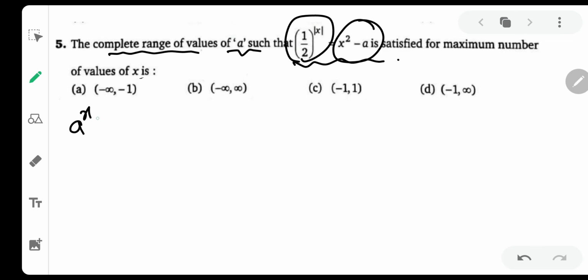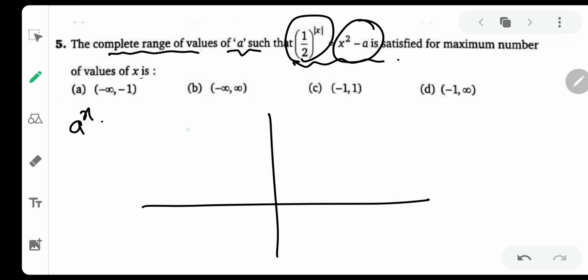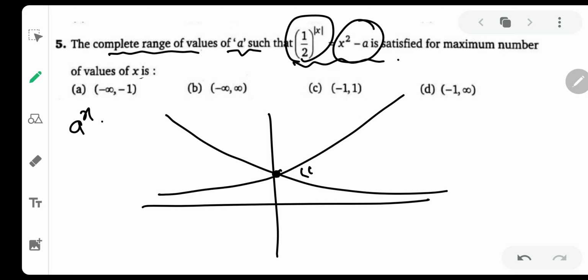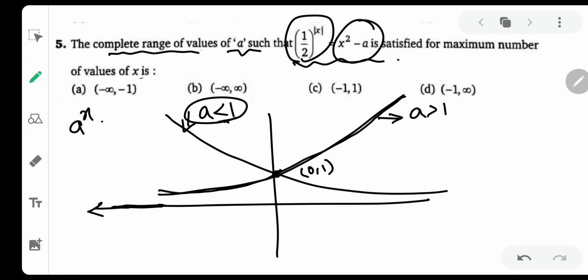So we have a raised to x. There are two types of graphs. One graph is this and one graph is this. They all pass through 0 comma 1. Now when the value of x is going to minus infinity, a has to be greater than 1 for this graph. And for this graph a has to be lesser than 1. Our a is half, it means our graph is this particular graph. I hope this part is clear.